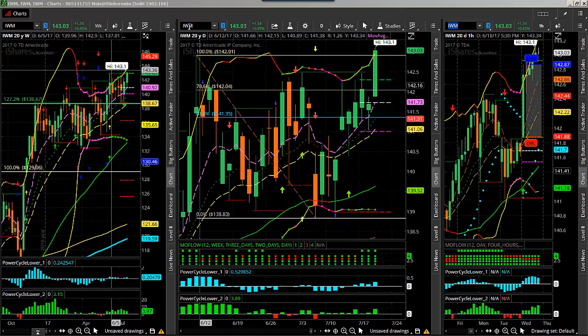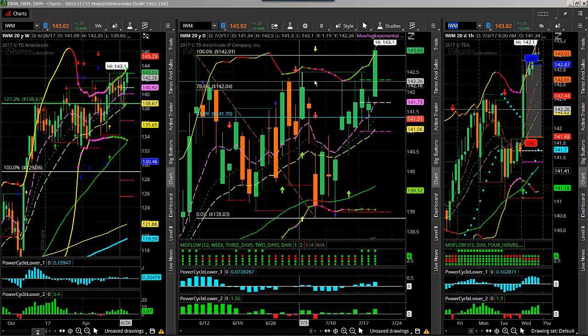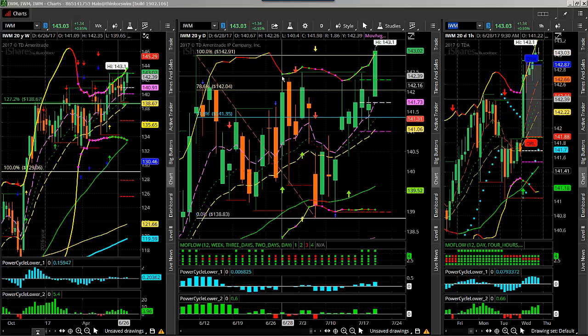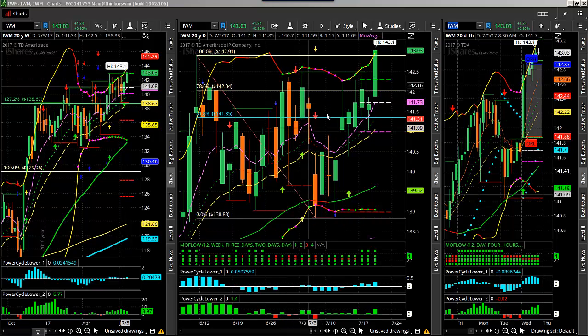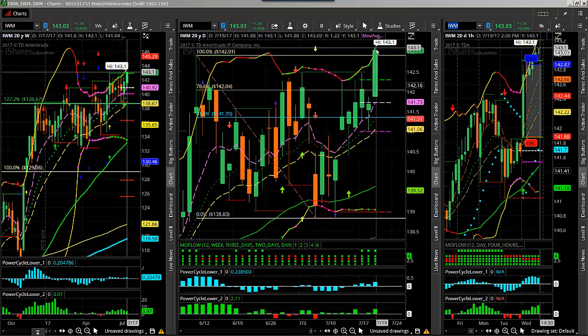So this is IWM, the Russell 2000 ETF, and this is what we call a volatility compression squeeze. So these dots are programmed into our system to show when a squeeze based on our trading rules starts. And so the squeeze starts and it's kind of a compression of volatility coming off, and then we're looking for an explosive move either up or down.